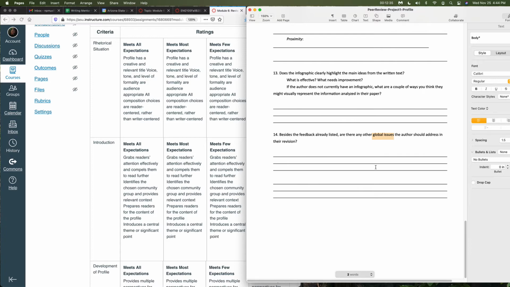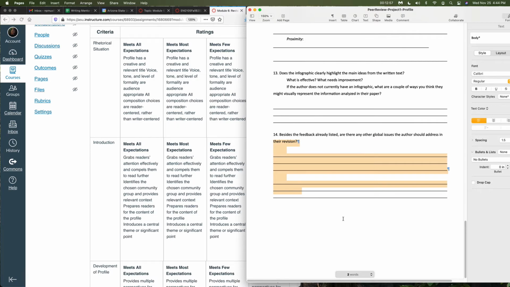We want to see multimodality, which can often be a global issue throughout a paper or a profile. A global issue can also be citations, since those are all throughout a paper, right? So I think you're getting the idea there. And again, it's totally okay to offer helpful suggestions.